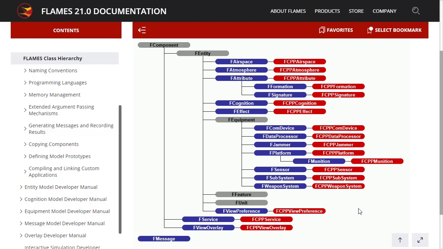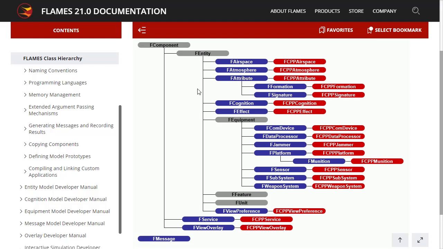So let me start from the top here, the top left. One of the most base modeling classes in Flames is the F component class. And again, there's a bunch of other things in Flames that inherit this class, but these are the classes that you need to see for your development. You'll notice that underneath component is fEntity. And fEntity is the parent class of most of the modeling classes right here. There are a few other classes that directly inherit F component, and we'll talk about those later. There's even one class here that doesn't inherit F component, but most of the classes inherit fEntity.